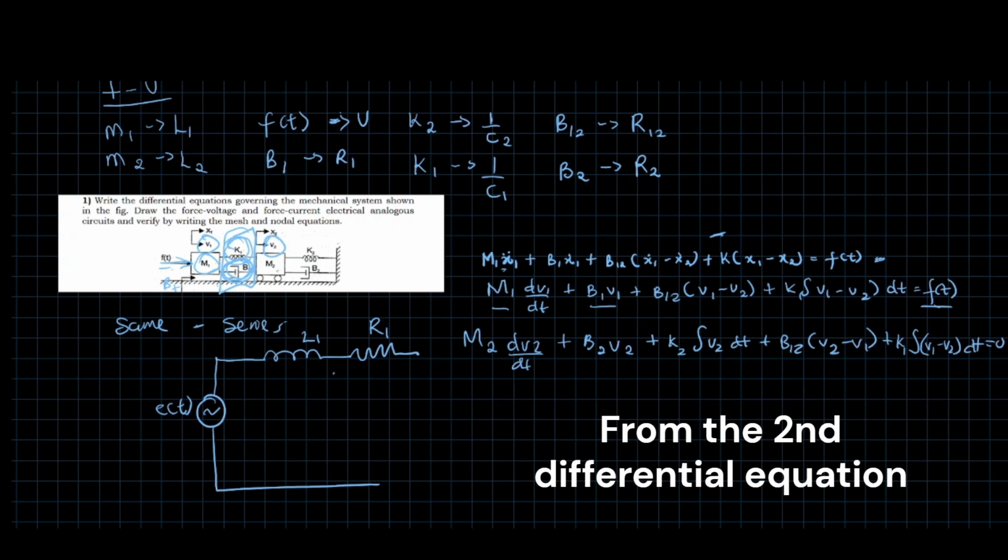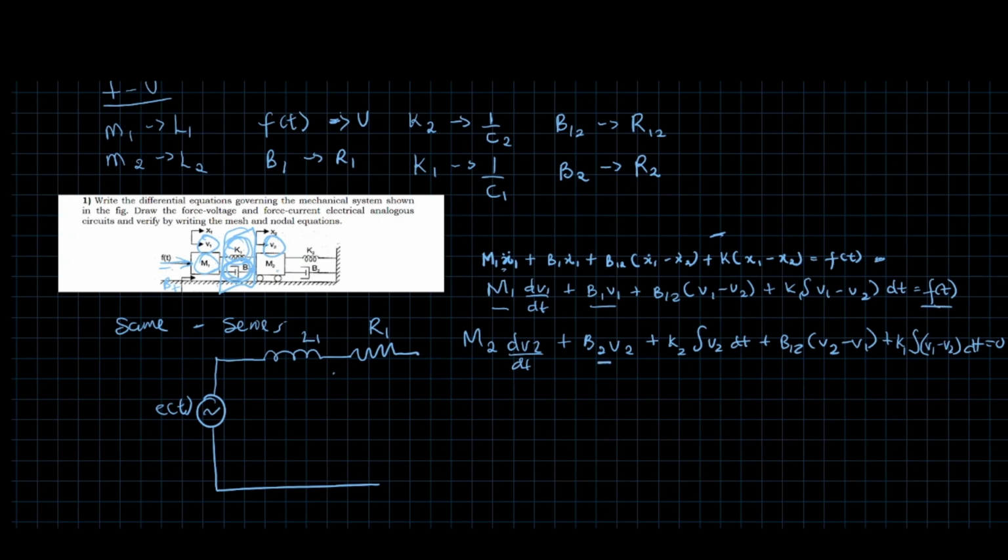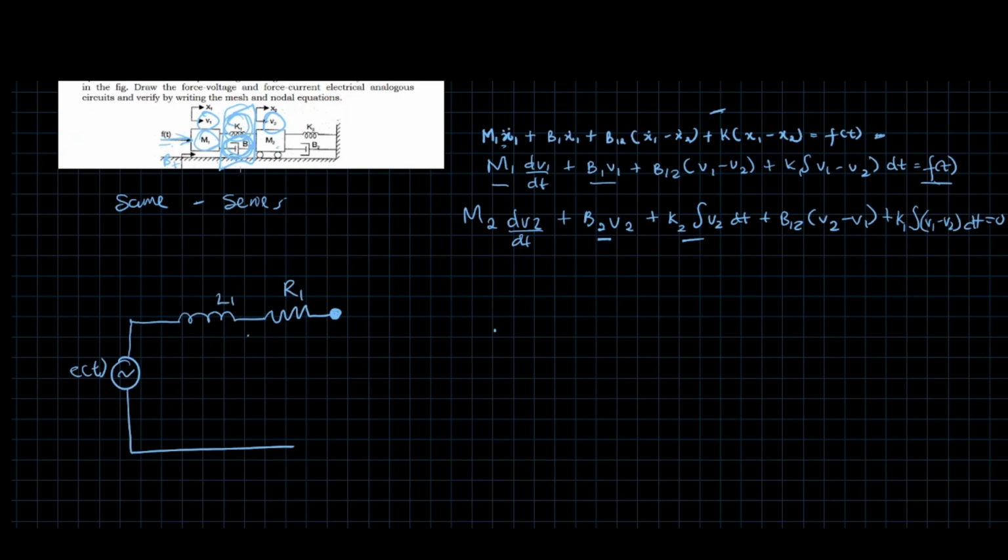So you can see that the masses M1, B2, and K2 are sharing the same velocity. So let's just draw it in a circuit. Oh, I forgot to mention, for force-voltage, you're drawing a mesh current, right? So the number of masses determines how many meshes you're going to have. So this is one mesh.